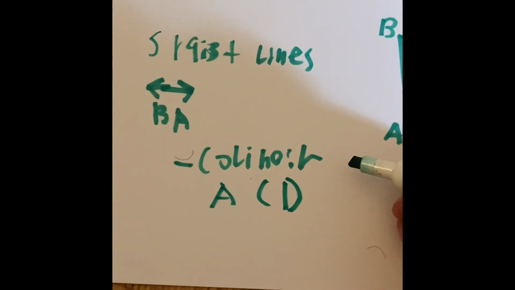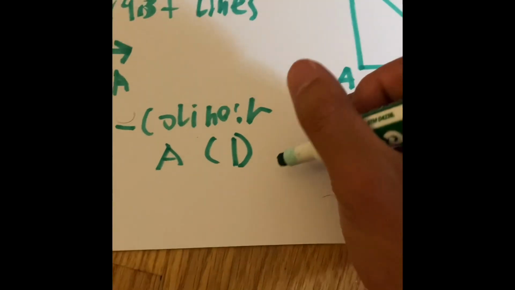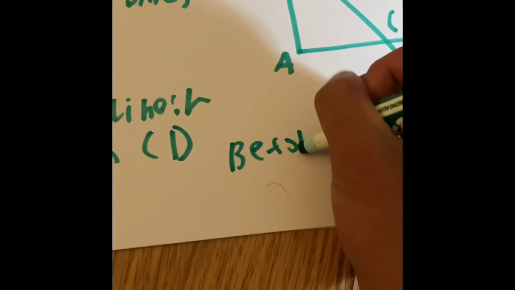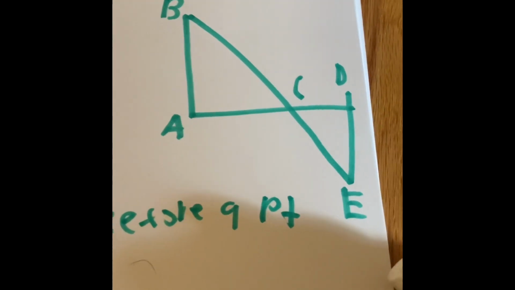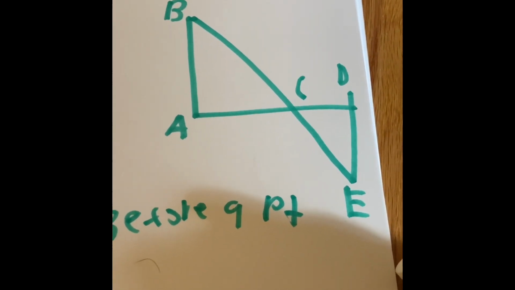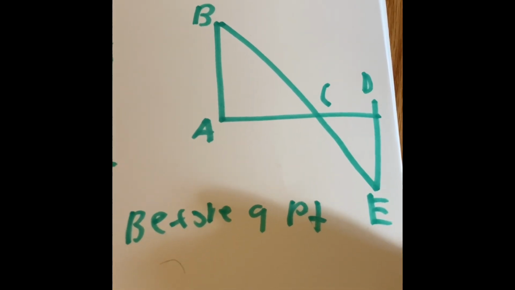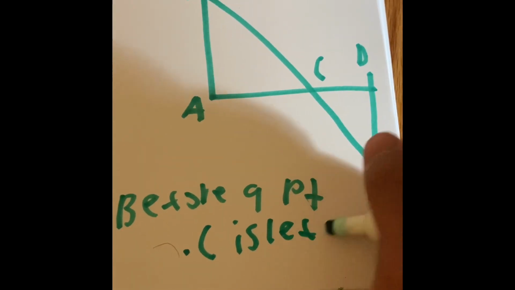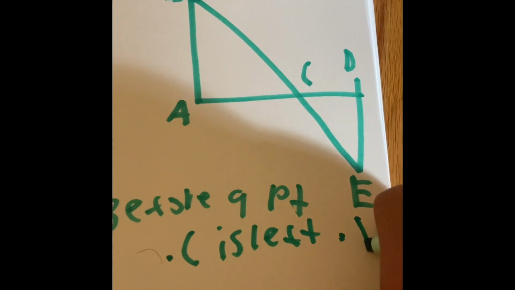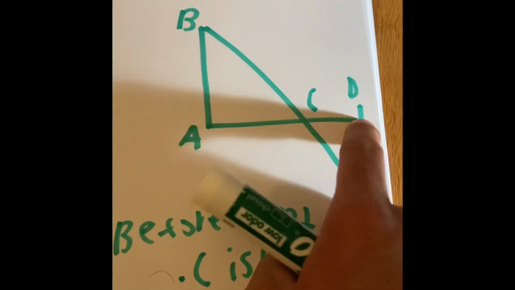The third one we're going to look at is if you see a point that is left or right of another point. That means it is stating the location of a point on the graph or on the picture. We can say that point C is left of point D. We can also assume that point C is left of point D.